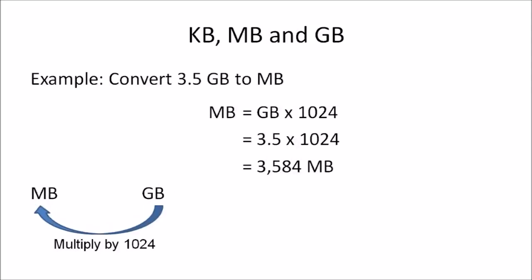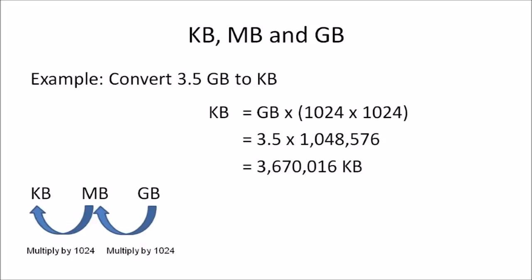In this example, convert 3.5 gigabytes to megabytes, right? Again, we are converting a larger unit to a smaller unit, so the answer will obviously be higher than 3.5. So the formula is megabytes is equal to gigabytes multiplied by 1024. We'll substitute the amount, so 3.5 multiplied by 1024 gives us 3584 megabytes.